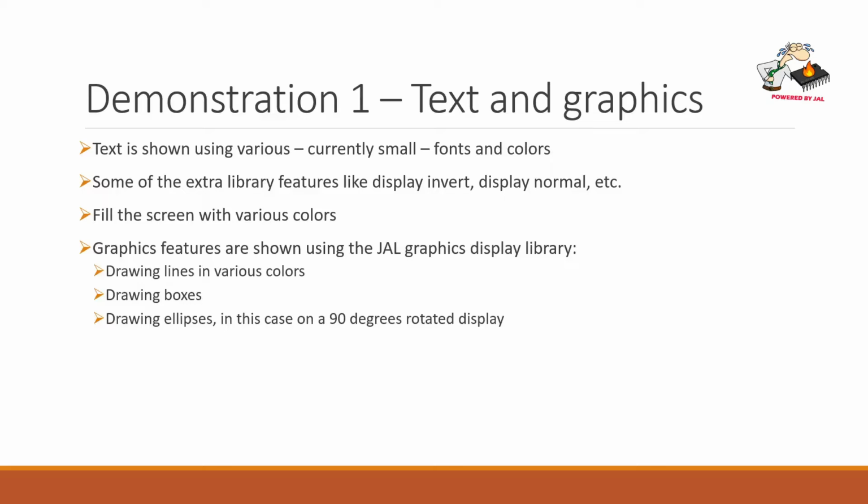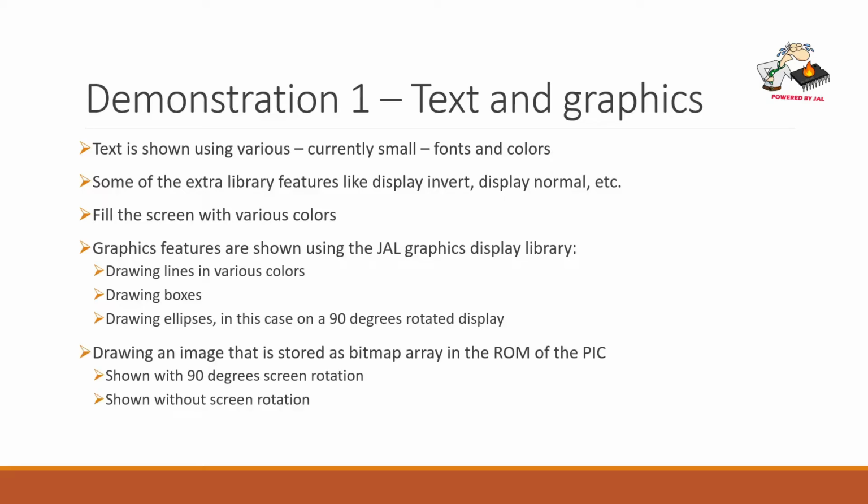Some graphics features will be shown, and for this I'm using a JAL graphics library. So lines will be drawn in various colors, boxes will be drawn, and also some ellipses will be drawn. In this case, the ellipses will be drawn on a 90 degrees rotated display. Last but not least, a small image will be shown, which is stored as a bitmap array in the ROM of the PIC. It will be shown on a 90 degrees rotated display, and on the screen without any rotation.